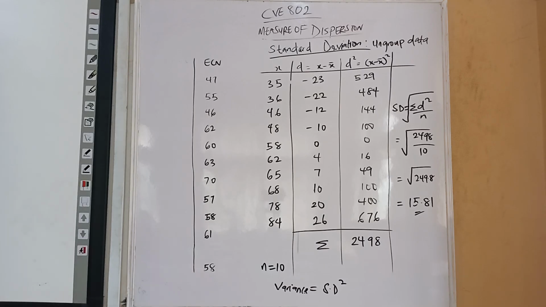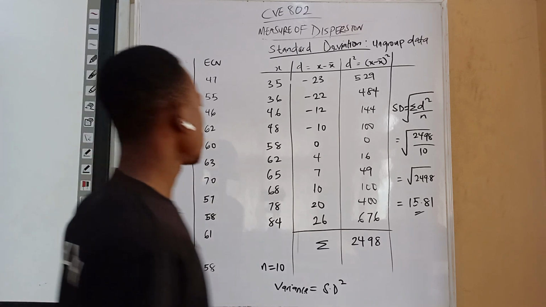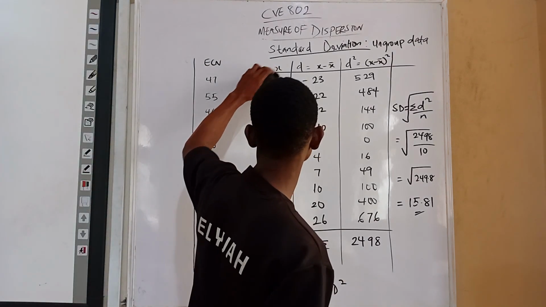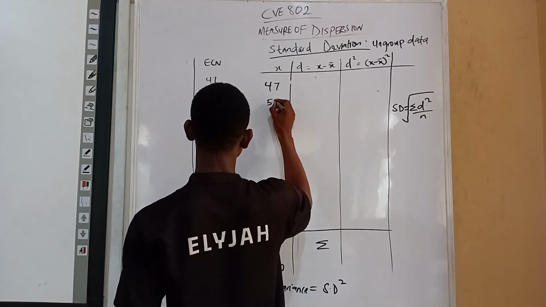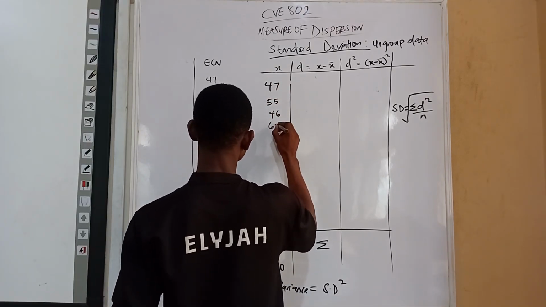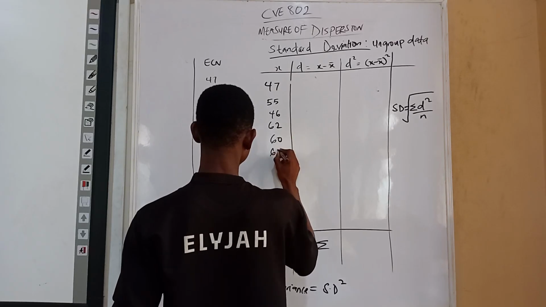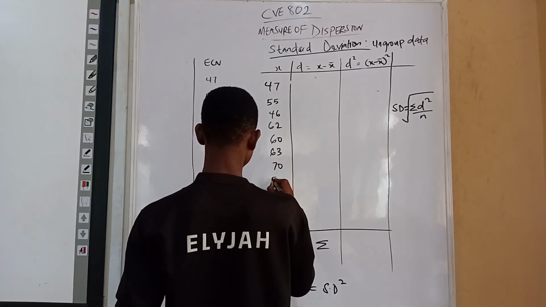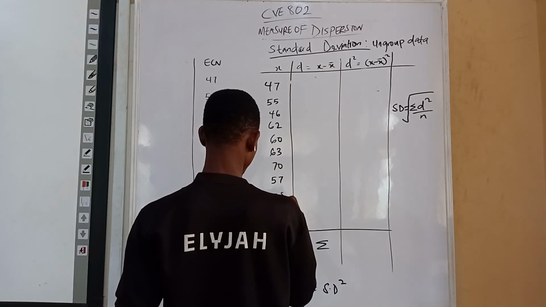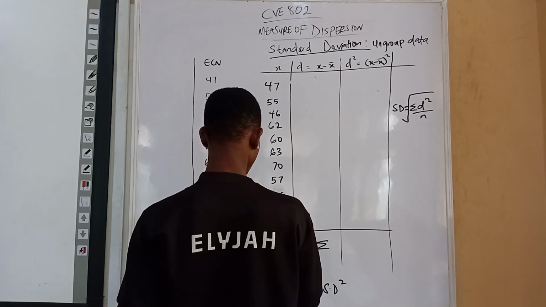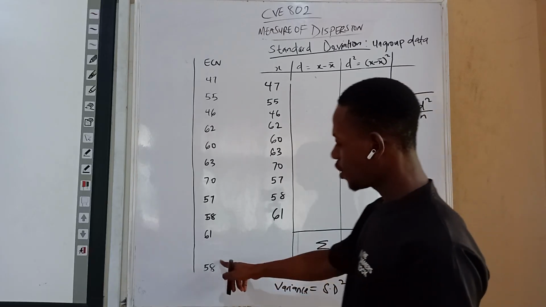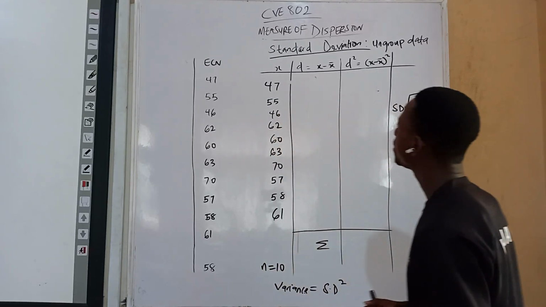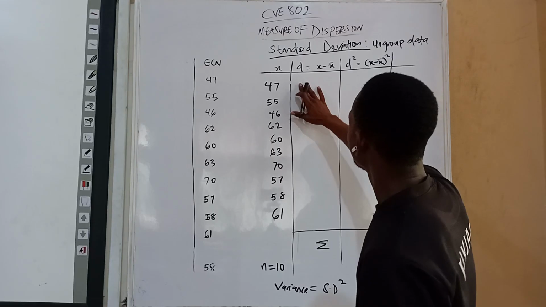So now that we've been able to estimate the standard deviation for mathematics, let's also do the same thing for economics. Rewriting the data again, we have 47, 55, 46, 62, 60, 63, 70, 57, 58, and finally 61. So from our calculation, the mean is 58.